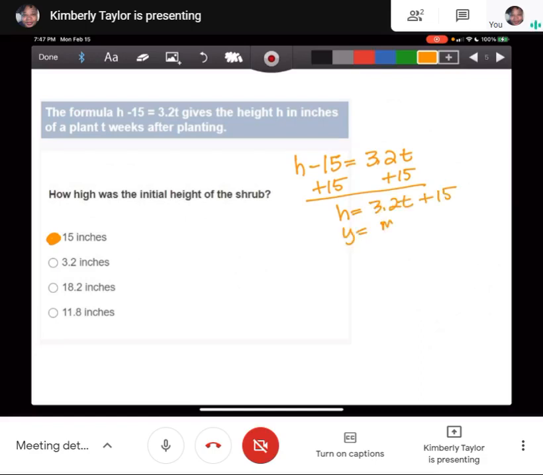Again, if you are studying for the GED, you need to look up slope-intercept form. Look up that form. That is what this is. But you especially need to find problems that are dealing with the translation of problems like this. So 15 would be the initial height, or 15 inches is the initial height of the shrub.